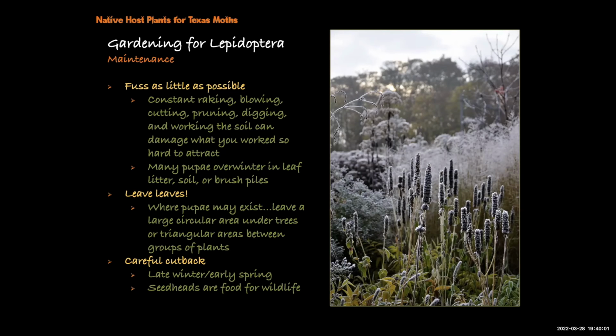The Xerces Society, who is trying to increase the diversity of insects, tell us to leave the leaves. Where the pupa may exist, you can either leave a large circular area under trees or triangular areas between groups of plants, but try not to get rid of your leaves. They are a natural mulch. And be careful when you do a cutback. We never do a cutback until late February, early March, because seed heads are food for wildlife, and we want to give things a chance to emerge before we actually get rid of what they're attached to.